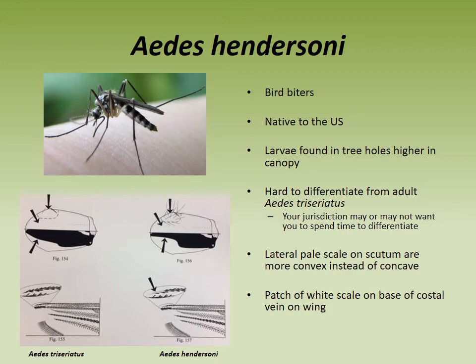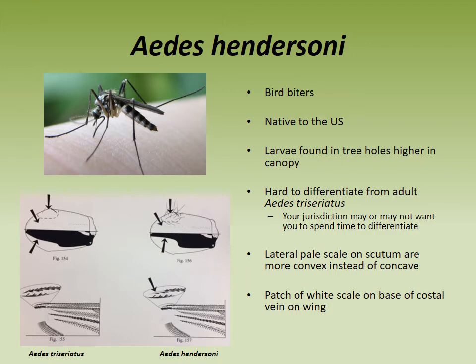Some of the differences: the lateral pale scales on the scutum have a more convex look instead of concave. And so when you're looking at the shape of these white scales on the scutum, triseriatus has this concave shape to them, whereas hendersoni goes more into the center and has a convex look to it. And then there are pale scales found on the base of the costal vein of the wing.